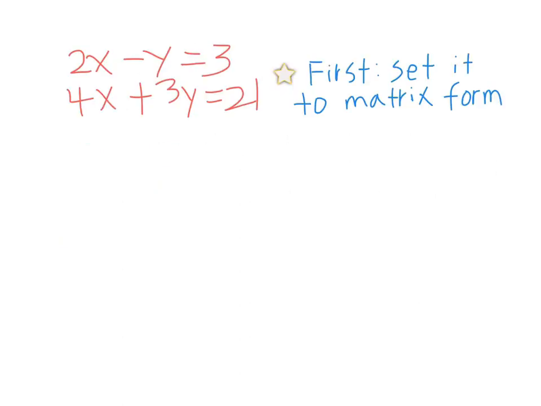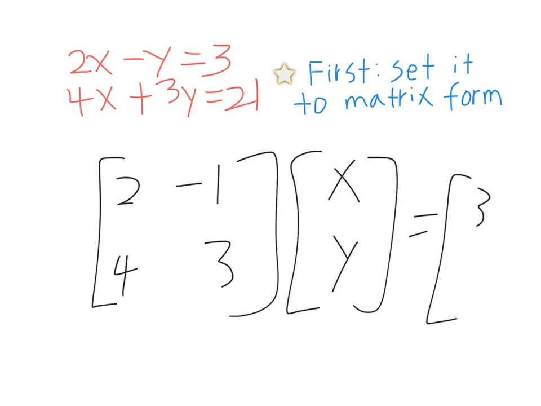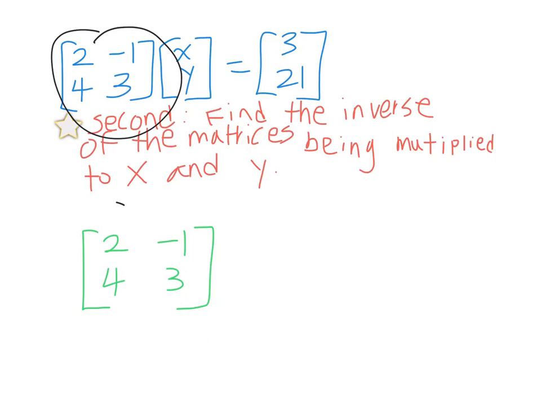Now that we know everything that we need, let's get back to the original question. Okay, so first, set it to matrix form. It will be 2, negative 1, 4, 3, x, y equals 3, 21. Second, find the inverse of the matrix that is being multiplied to x and y, which is this one over here, and we have it down here.